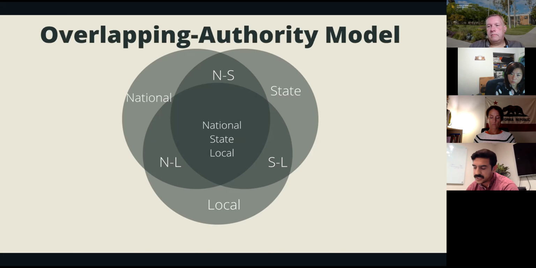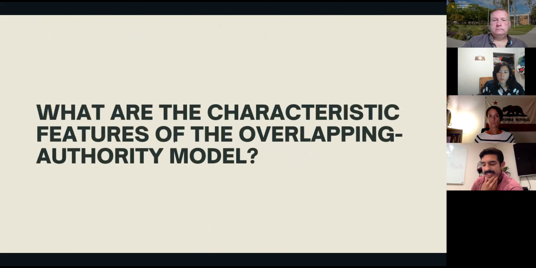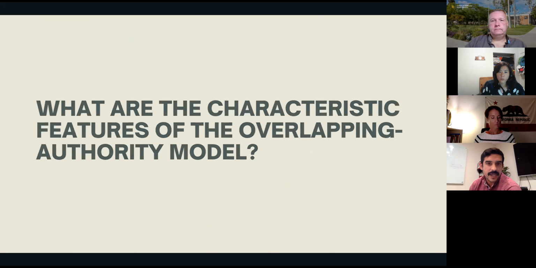The areas of singular jurisdiction, that autonomy, it's really small. So it really lies within that interaction between all levels of government. And this model is termed the bargaining model.